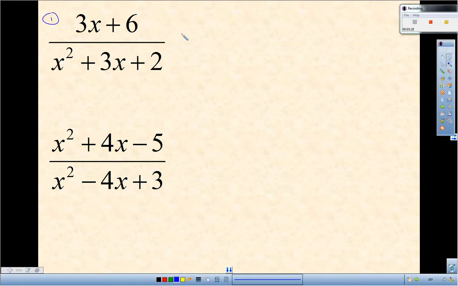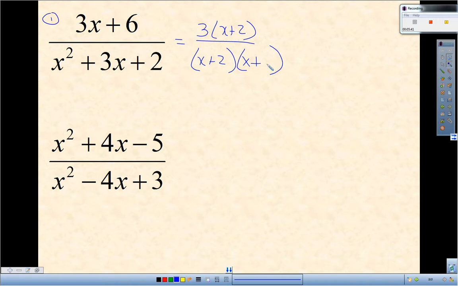3x plus 6, I could factor the numerator, a GCF of 3, that'll leave me x plus 2. In the denominator, I could factor this trinomial into x plus 2 times x plus 1. The reason is because 2 times 1 is 2, and 2 plus 1 is 3. Notice I have a common factor of x plus 2, so that leaves me 3 over x plus 1.